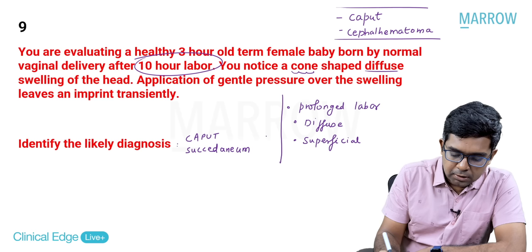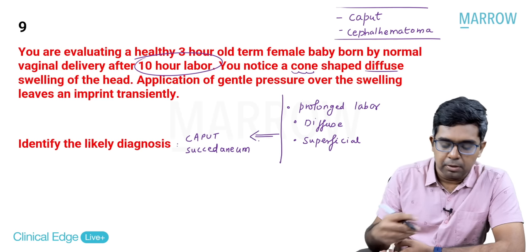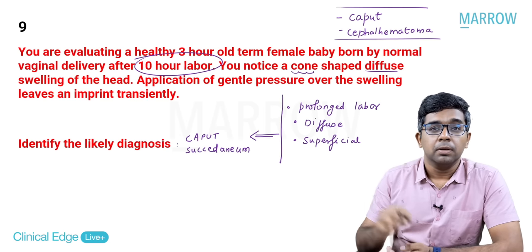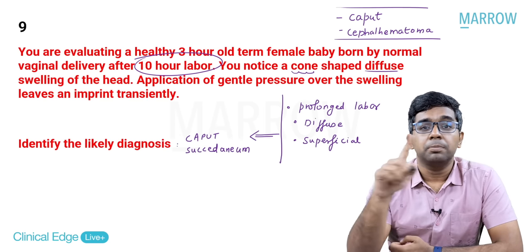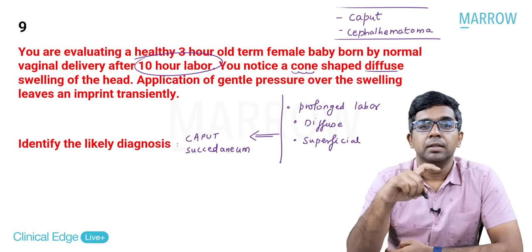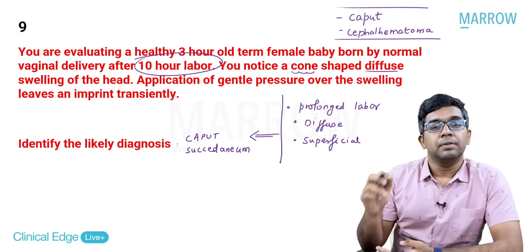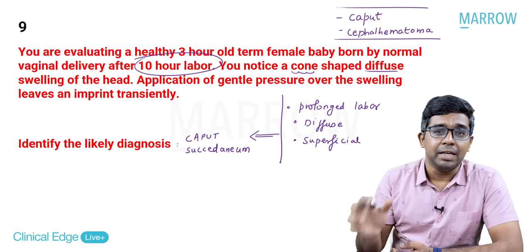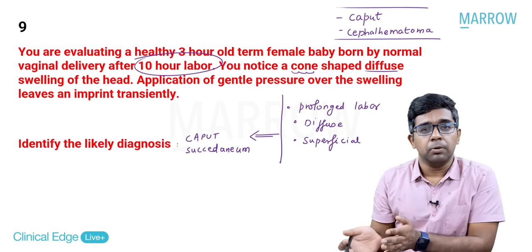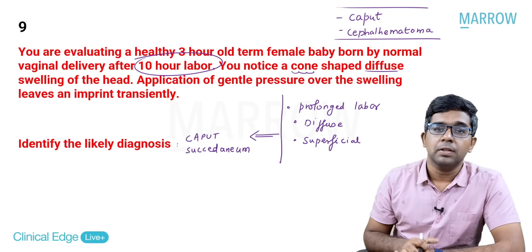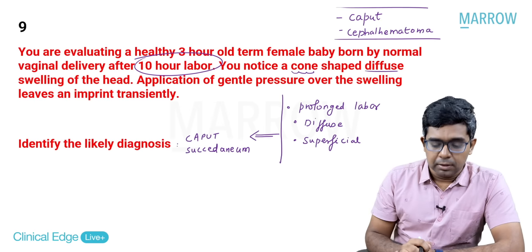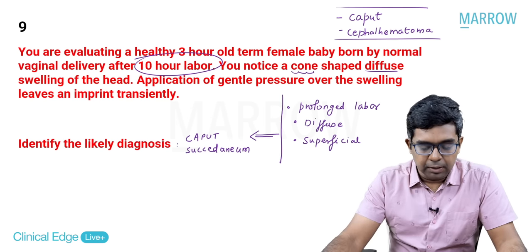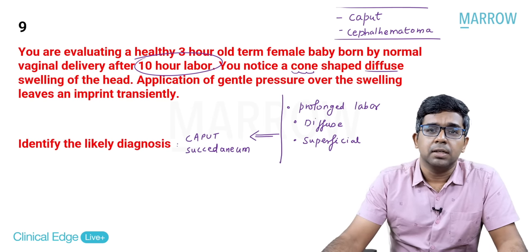All the three associations I have written are applicable to caput succedaneum. If you see on the other hand, cephalhematoma, the predisposing factor is not prolonged labor, it is instrumental delivery, number one. Number two, cephalhematoma will be a localized swelling as well as a deep swelling. So all the pointers are against the diagnosis of cephalhematoma. So clearly the condition we are dealing with here is caput succedaneum.